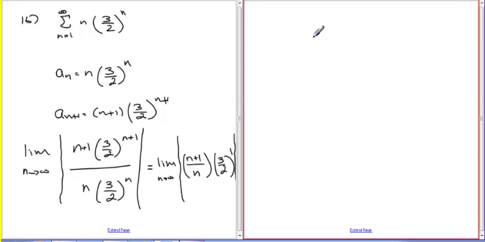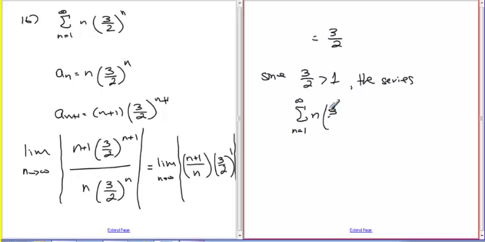So since 3 halves is greater than 1, the series diverges. So we look at the handout, ratio test. If the absolute value of the limit is greater than 1, so since this is greater than 1, this diverges. And we check our answer. And that's what this is.